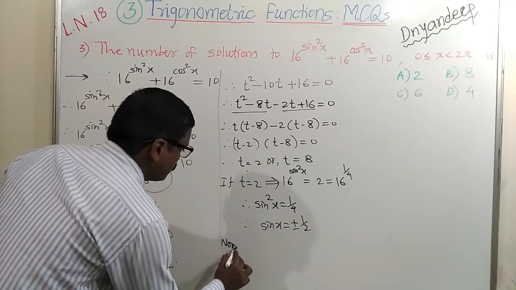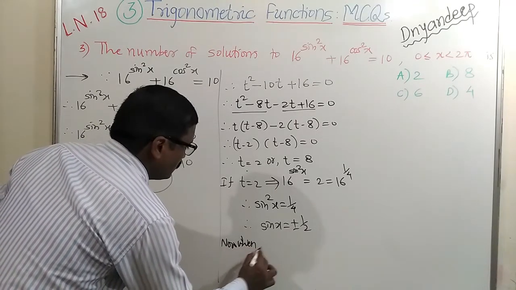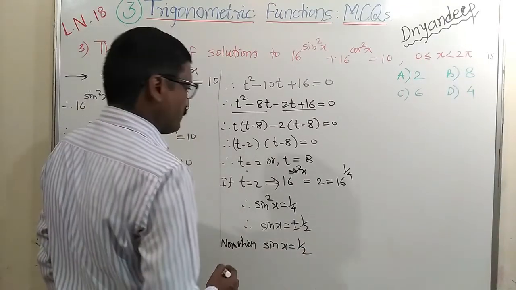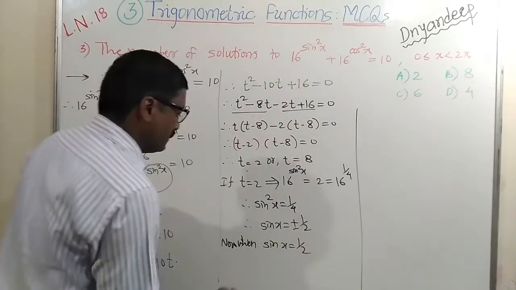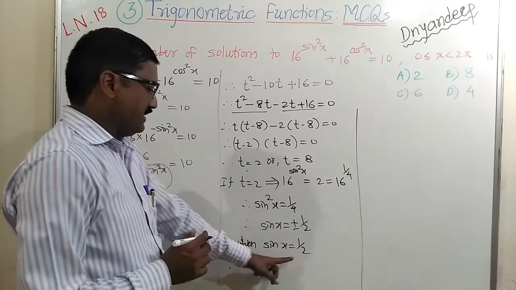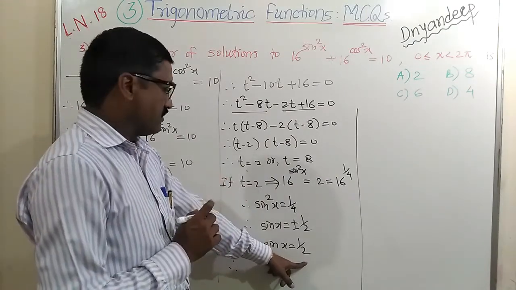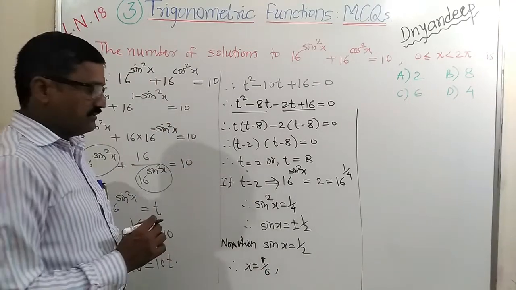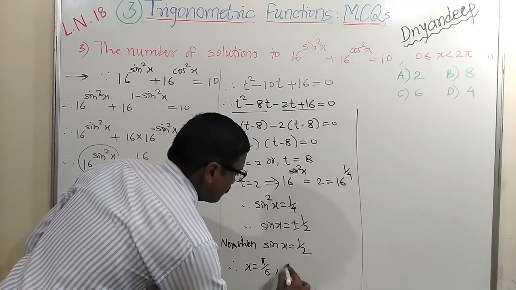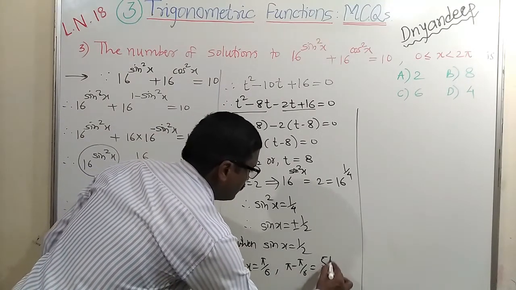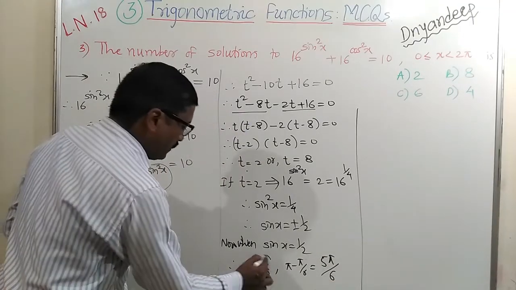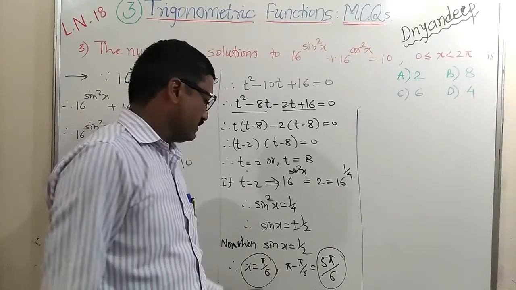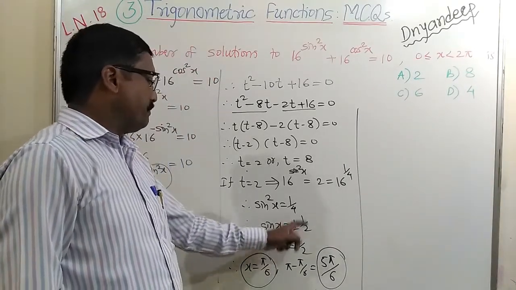When sin x is equal to half, sin x is positive in the first quadrant and second quadrant. So in the first quadrant we get x equal to pi by 6, and in the second quadrant we get pi minus pi by 6, that is 5 pi by 6. So pi by 6 and 5 pi by 6 are the two solutions when sin x equal to plus half.